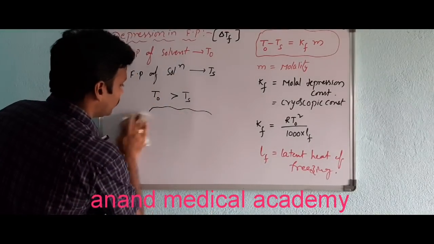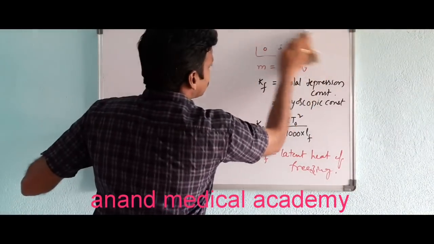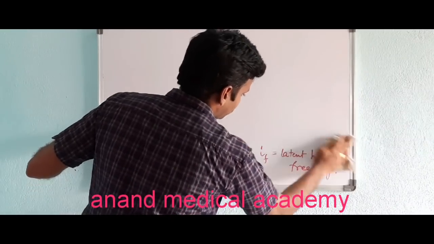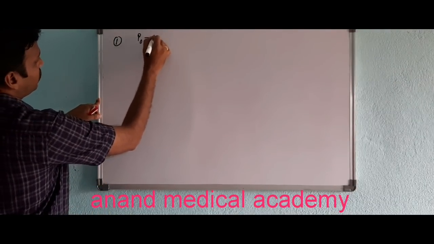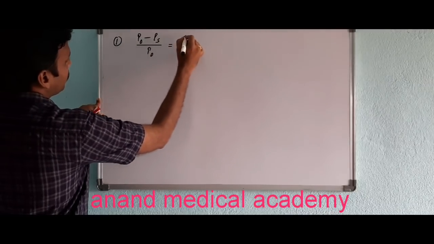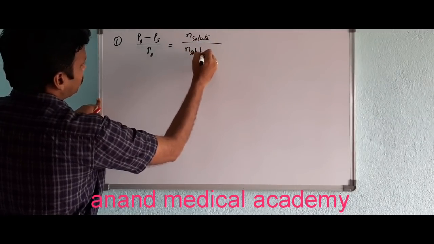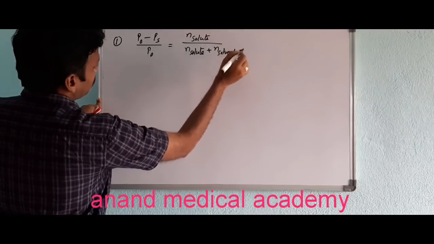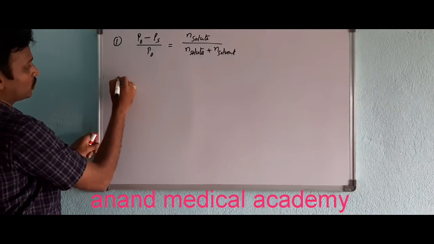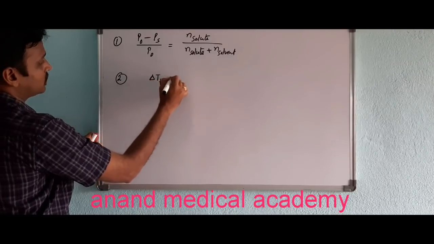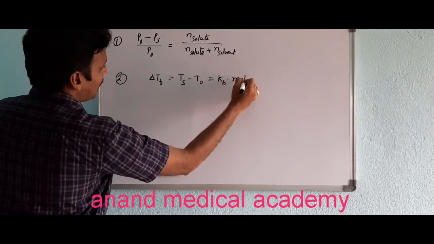So we discussed three colligative properties. All three I will finally write here. First one we discussed: P0 minus Ps by P0 is equal to number of moles of solute by number of moles of solute plus number of moles of solvent. For dilute solutions, the number of moles of solute is negligible, and I gave the molality relation, go through that. And the second one, delta Tb is equal to Ts minus T0 is equal to Kb into molality.